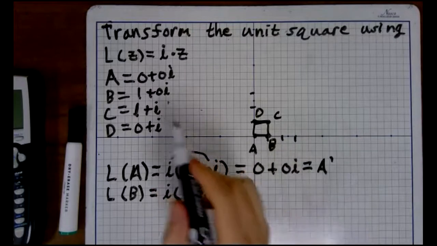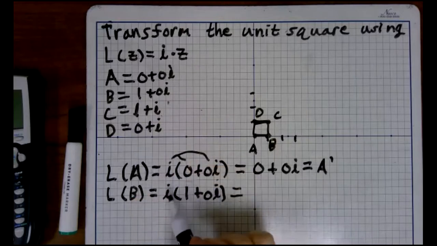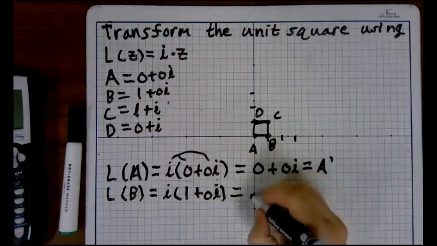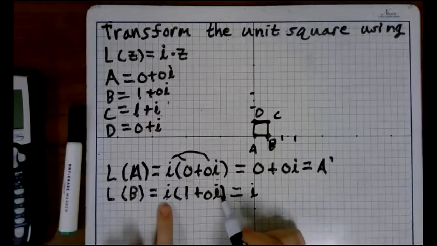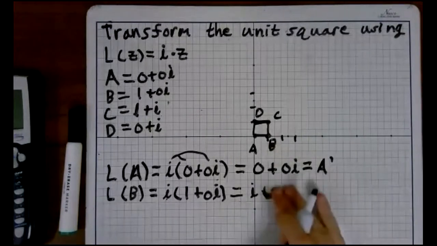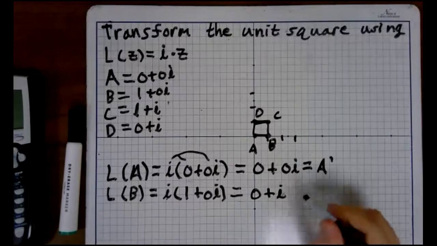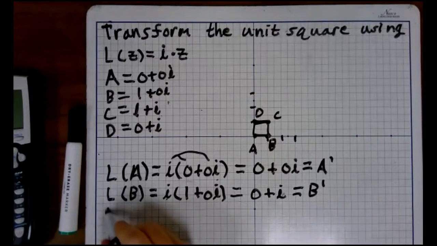Yeah, someone asked privately in the chat, is C 1 plus i? Yeah, that is 1 plus i. So what is i times 1? Anything times 1 is i. i times 0i, 0 times i is 0, 0 times 0 is 0. So we have i plus 0. But we usually like putting the imaginary part second. So this is 0 plus i, which is our B prime.